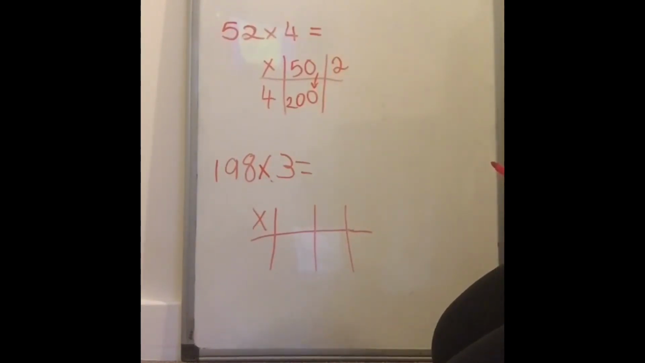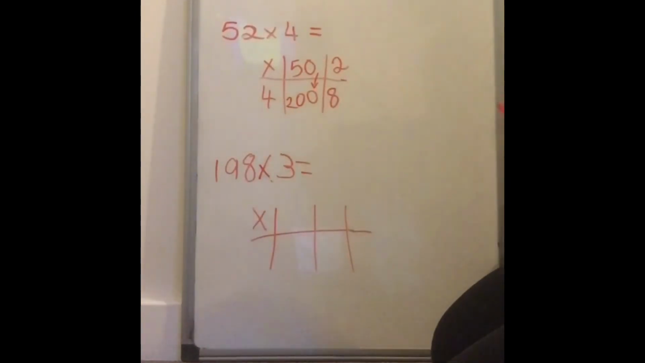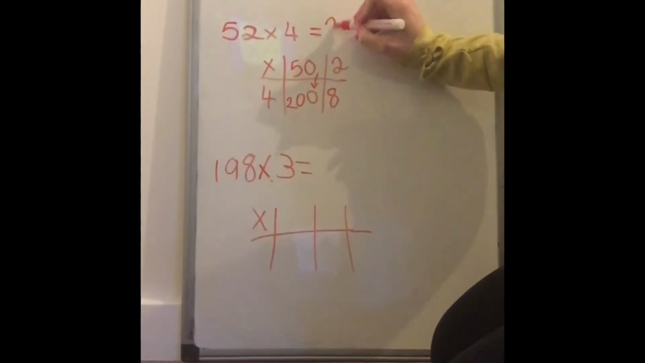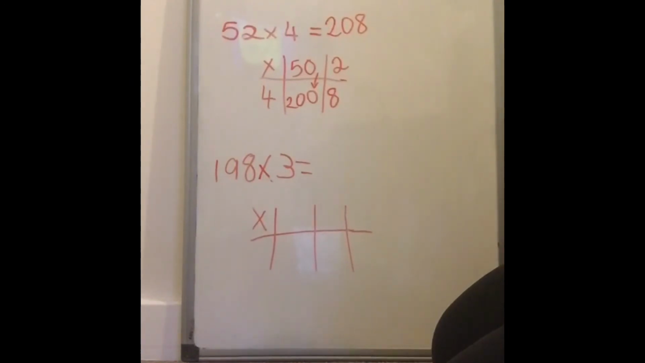And now we can do 4 times 2, which is 8. Sometimes you may want to use the column method when you're adding trickier numbers, and sometimes it might be a bit easier. This one I don't think we'll need a column method for. We just need to do 200, add 8, which is 208. And that is our answer. Now we're going to move on to the next one.